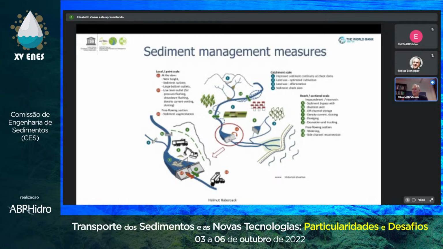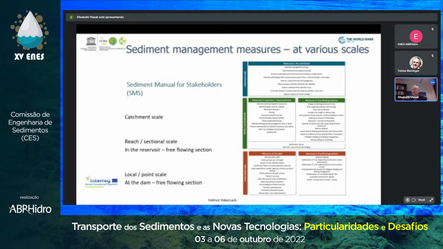Now, what options do we have here at the reservoir on a smaller scale? On the one side, we have different measures at different scales: catchment, ridge scale, local scale. And we have then differentiated it here into the reservoirs and the dams. So for today, it's more or less this part we look at. And then we have the free-flowing sections on the other side. We don't look into the measures here.